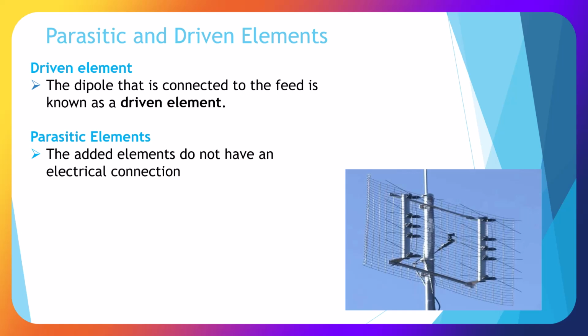Parasitic and driven elements of an antenna. So the driven element is the powered, and the parasitic elements are non-powered, passive devices that are added to the antenna to help it broadcast or receive. Here is an antenna, and all of this is powered except for this screen in the back. So the screen would be a parasitic, and the rest would be a driven element.